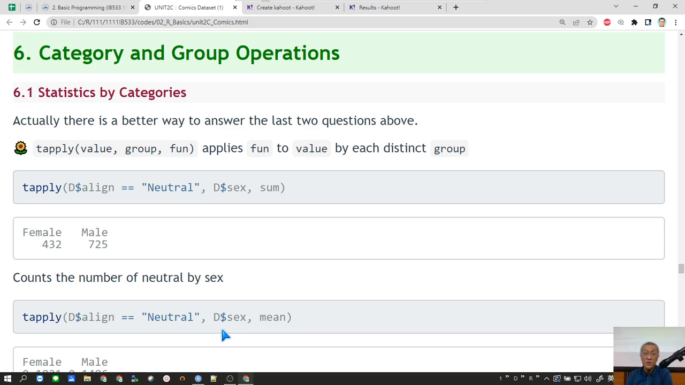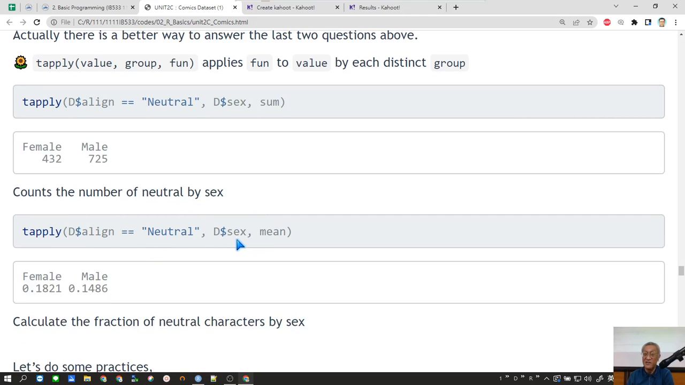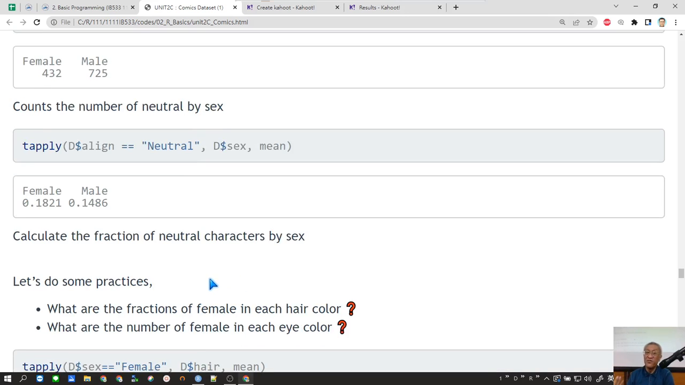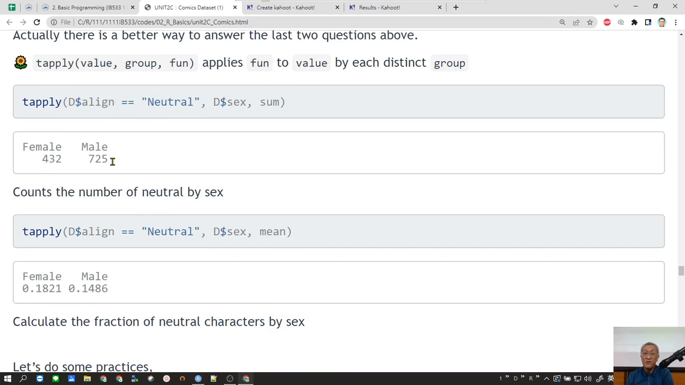Right? So, as I mentioned to you, when we do analysis, most of the time we are doing comparison. Right? So with this t-apply, you can compare a lot of things. I can compare the number of neutral guys by sex, okay? I can compare the proportion of neutral guys by sex, isn't it? See? And you see different things, right? You see that more males are neutral, right? But the fraction of neutral is higher in female than male, right?